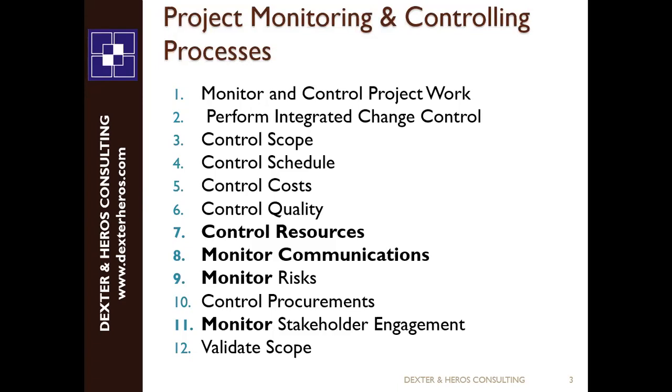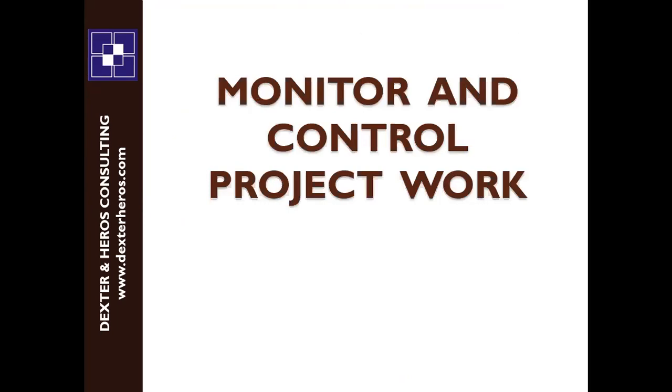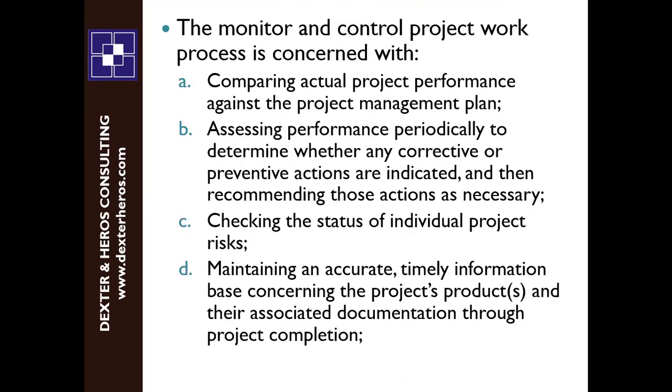All right, so those are the 12 processes involved when it comes to monitoring and controlling our projects. Now let's begin to take them one after the other. Monitoring and control project work. So what are the things that you look out for when you are monitoring and controlling your project work? What are the areas that need concern?